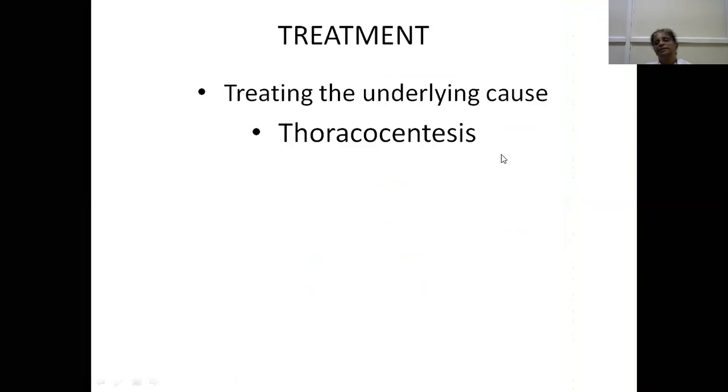Now, regarding treatment, pleural effusion is not a single disease entity, it's a part of a disease entity. So first we have to treat the underlying cause. If it is transudative effusion, we have to treat the underlying systemic cause. And if it is exudative effusion, we should treat the effusion and the infection. So we have to do both. If it is transudative effusion, only treating the underlying cause is sufficient. We need not go for aspiration of pleural fluid. But if it is exudative effusion, we have to go for thoracocentesis.